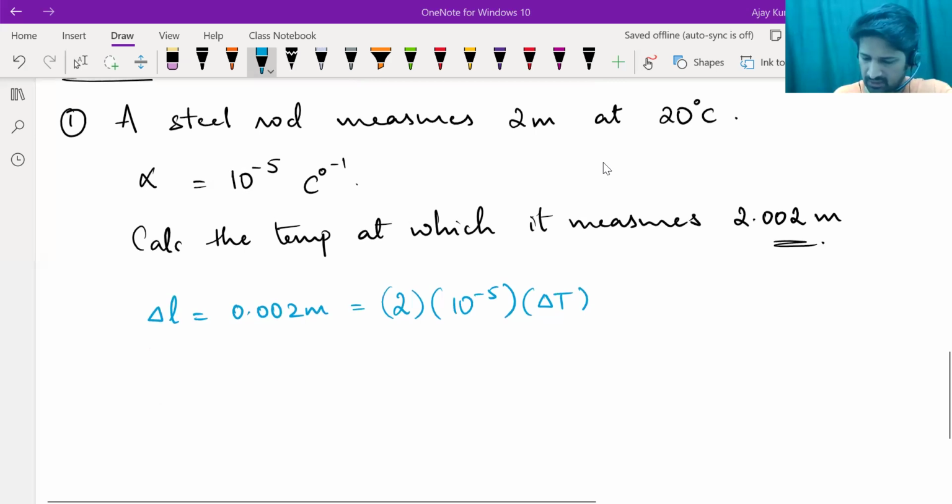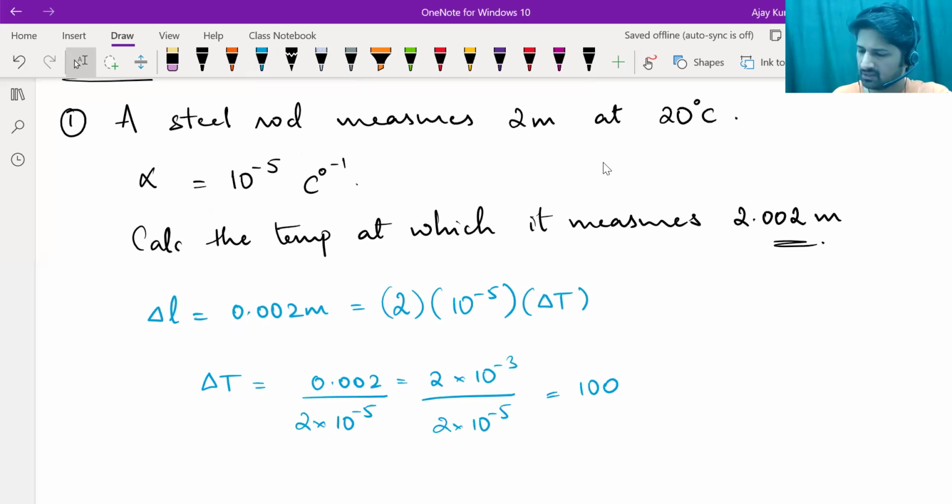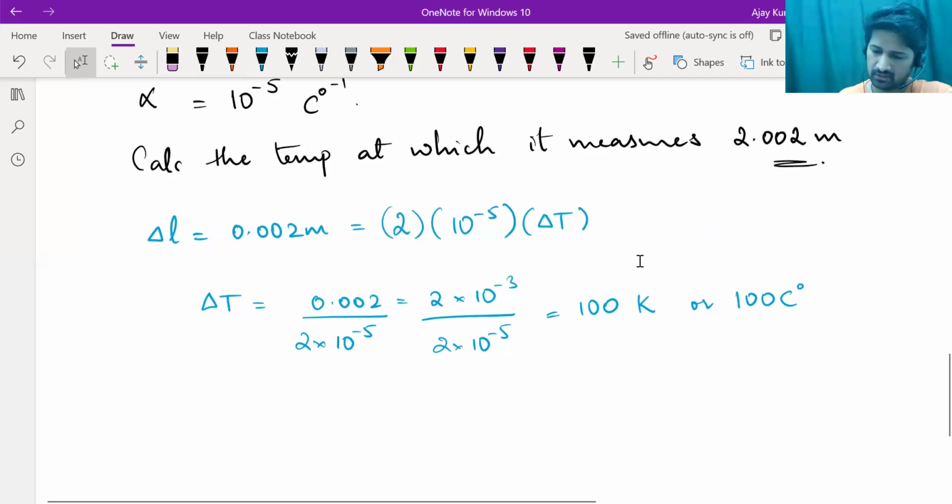That's all. So we get delta T is equal to 0.002 divided by 2 into 10 power minus 5. So that is 2 into 10 power minus 3 divided by 2 into 10 power minus 5, which is basically 100. You can write it as 100 Kelvin, or you can write it as 100 Celsius degrees also, because changes in temperature are equal on both the scales. So the change in temperature has to be this much.